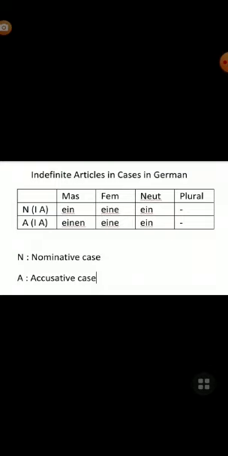Then we have the accusative case. So the indefinite article for masculine would be einen. And feminine, eine, neutral, ein, and plural, blank. Why? Because in accusative case there is only a change in the masculine gender, and feminine, neutral and plural all three remain the same. Okay, now let's do some exercises based on the things that we have just learned.